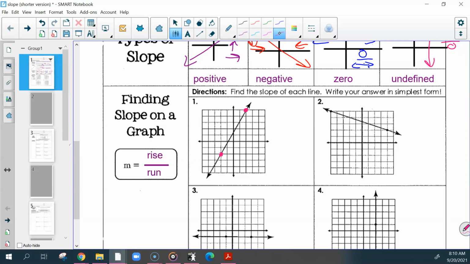And then you're going to count. So always up or down first. So if I'm doing left to right, I'm going to count how many units up. 1, 2, 3, 4, 7. And then how many units to the right. So I went up 7, to the right 4. Positive over positive, it's going to stay positive 7/4.